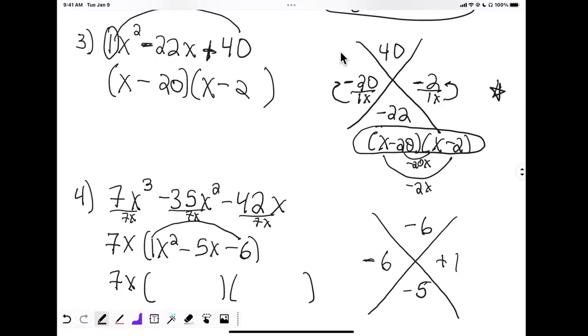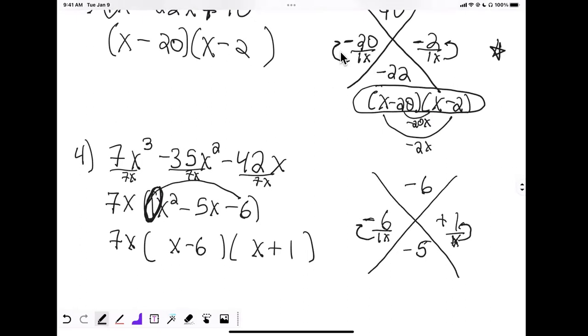Now I go back and look at my leading coefficient. Now remember the 7x is taken care of. So you're looking back at this parentheses. That's still a 1. And then my variable is x. So when I go backwards, I can put that right in the parentheses I wrote. This would be x minus 6, and this would be x plus 1.